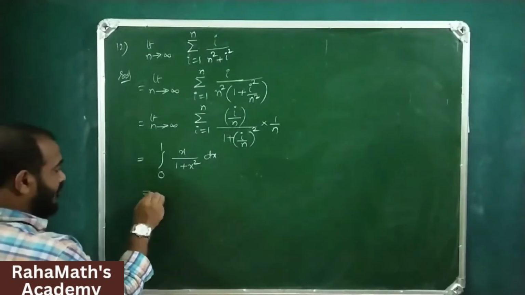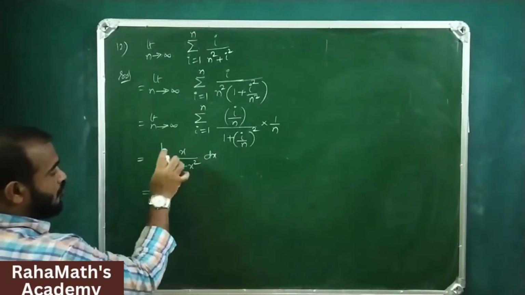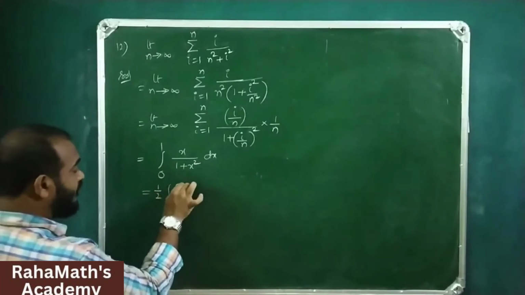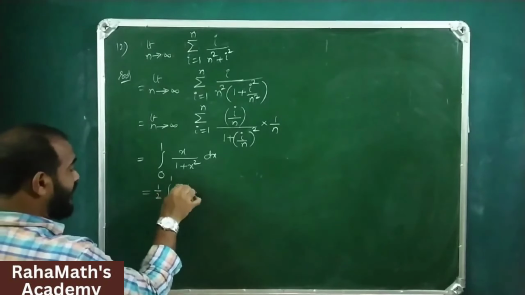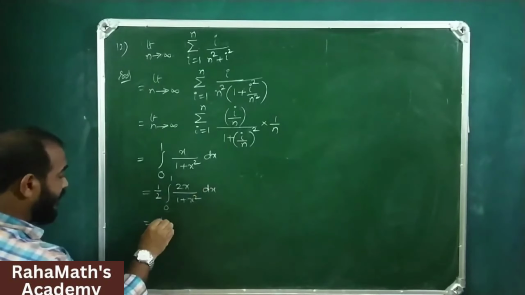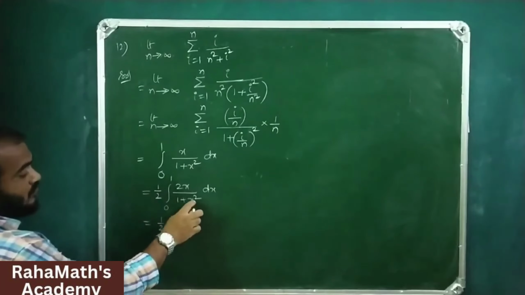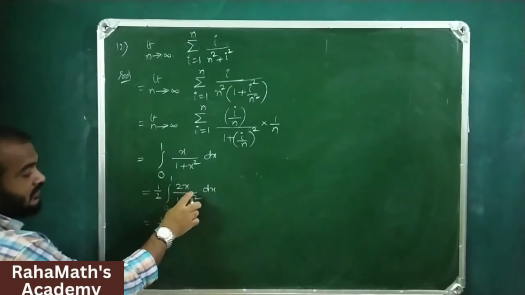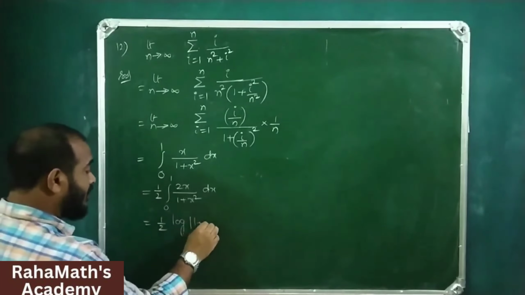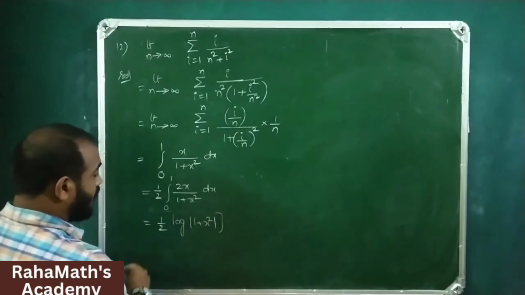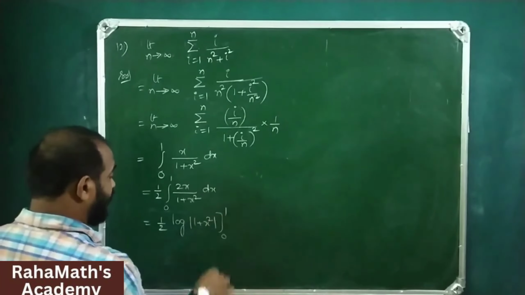So here 1 plus x square derivative is 2x, for which 1 by 2 into 2 I will do. This is integral 0 to 1 of 2x by 1 plus x square dx, with 1 by 2 outside, since 1 plus x square derivative is 2x. So this is f dash x by f of x, giving log mod 1 plus x square. So the process of integration is over. 0 to 1 is to be written here.